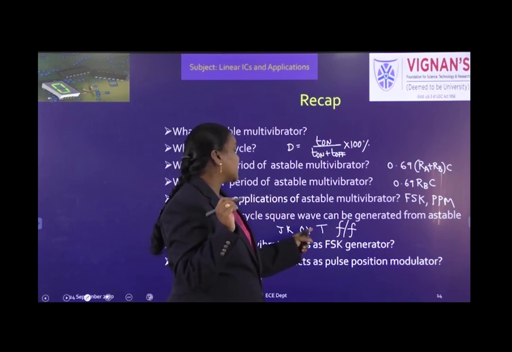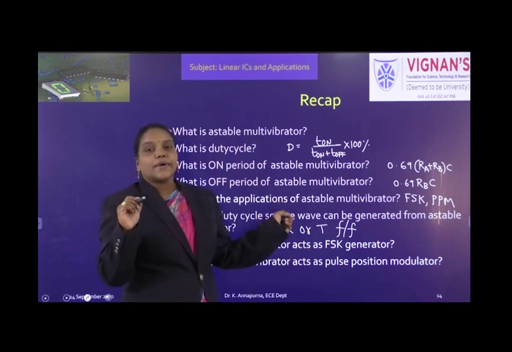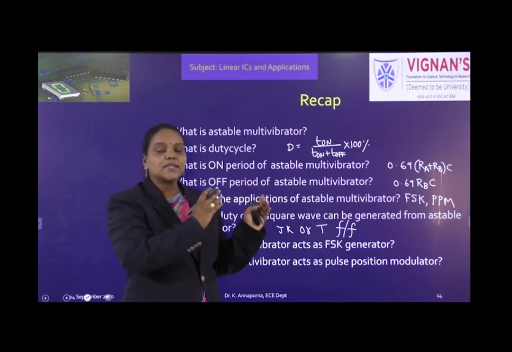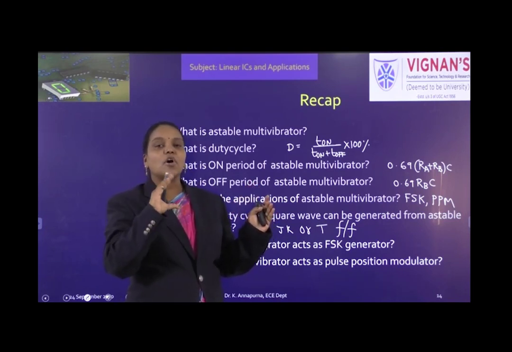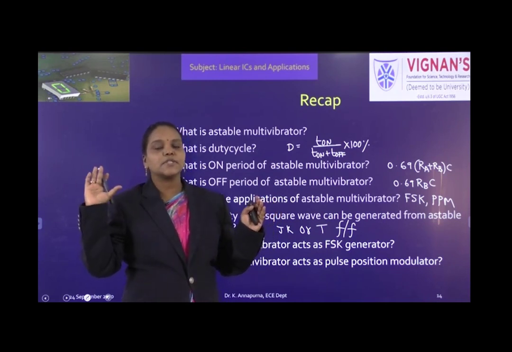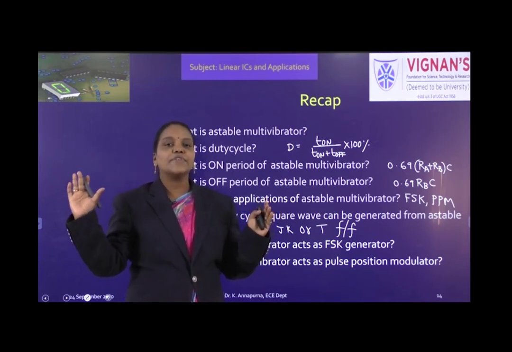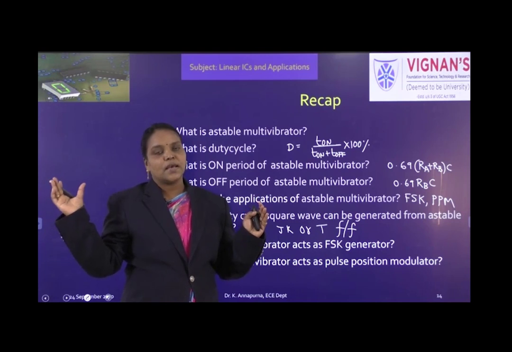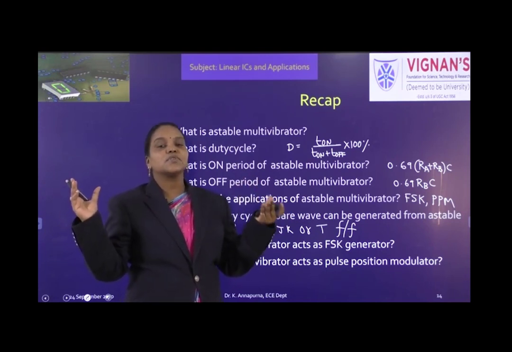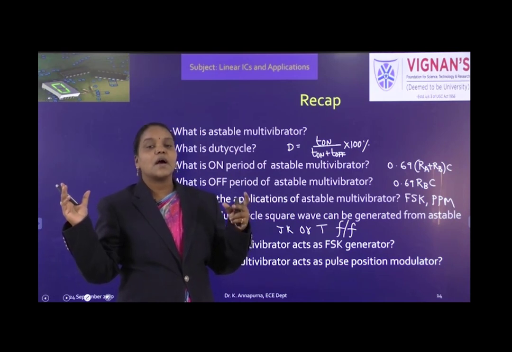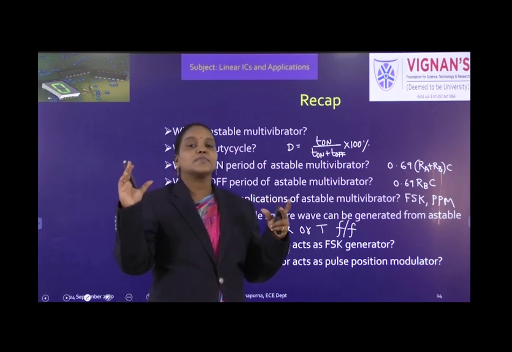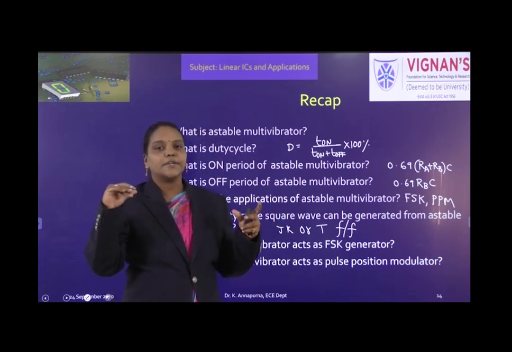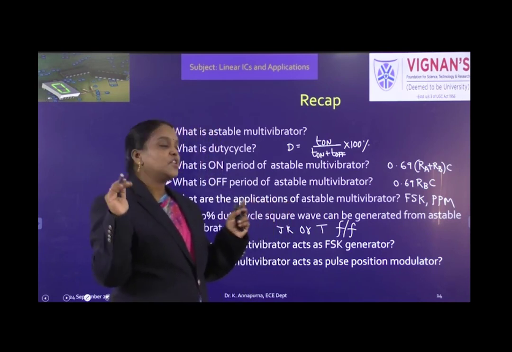How does an astable multivibrator act as an FSK generator? Here one PNP transistor is connected such that if input is logic high, then the transistor will be in off condition. So it will just behave as a normal astable multivibrator to give a frequency of oscillations as 1.45 by (RA plus 2RB) into C. Whereas, when it receives logic 0, then the transistor will be in on condition and the frequency of oscillations becomes 1.45 by (RA parallel RC plus 2RB) into C. That is, it shifts between these two frequencies.